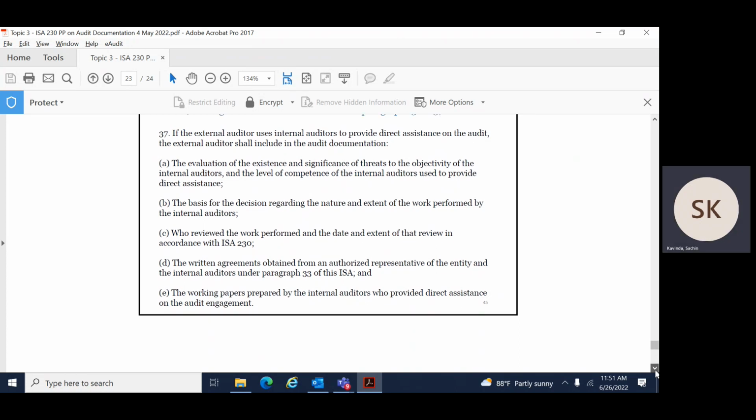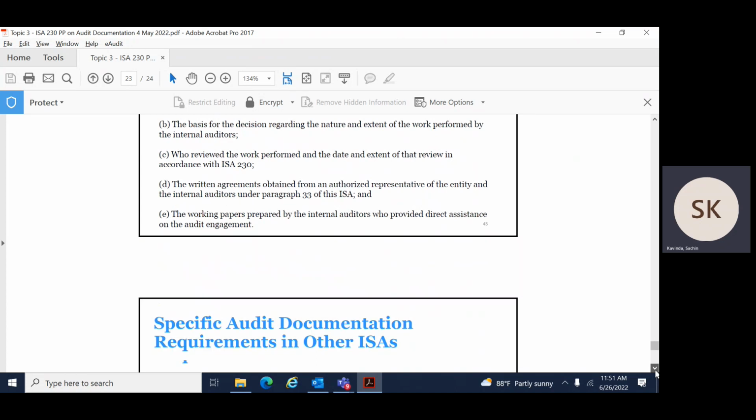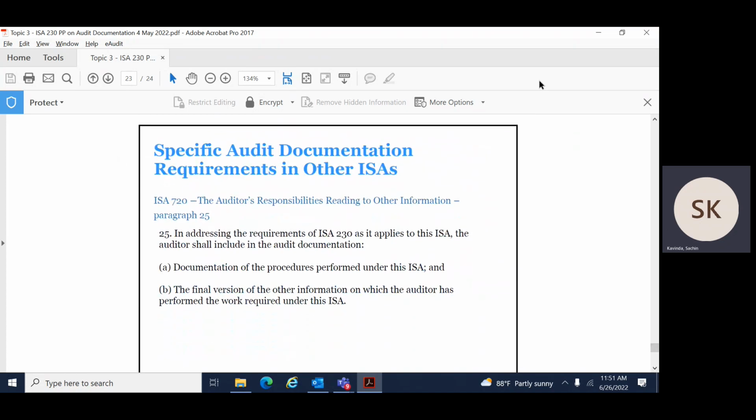Yes, ISA 720, the auditor's responsibilities relating to other information. In addressing the requirement in ISA 230 as it applies to this ISA, the auditor shall include in the audit documentation the procedures performed under this standard, and the final version of the other information on which the auditor has performed work required under this standard.